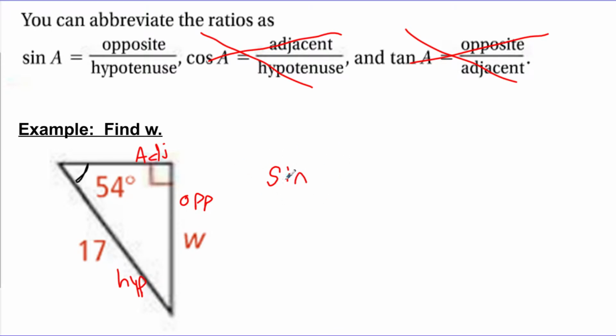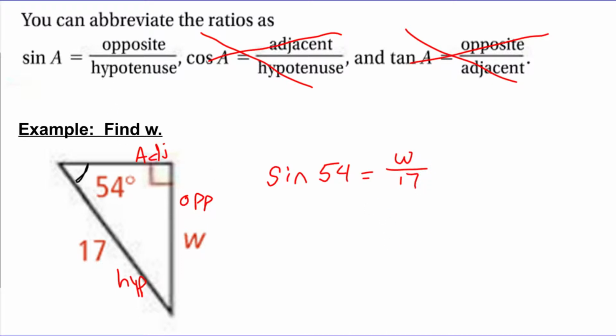So I'm going to write sine down. I made the choice to use that because opposite and hypotenuse are involved. I'm going to write down the reference angle. The reference angle is the angle you used when you set up opposite, adjacent, and hypotenuse, and we stood on this 54 degree angle right here. So I'm going to put down the 54. Then I'm going to set up the ratio. The ratio says set up opposite over hypotenuse. So for us, that's W over 17.